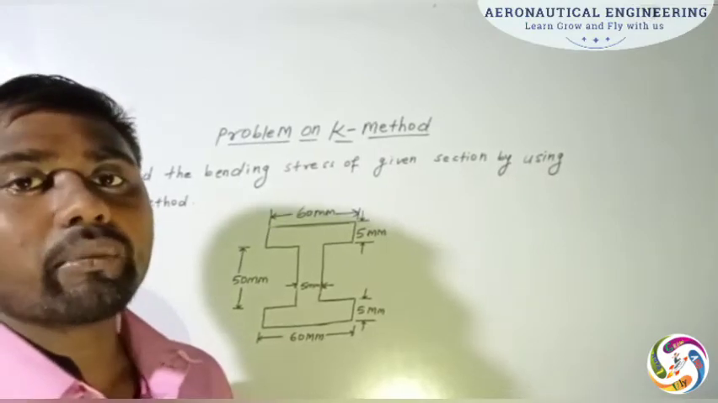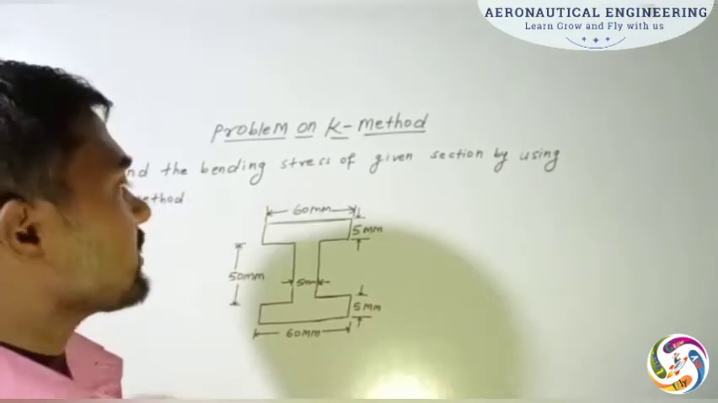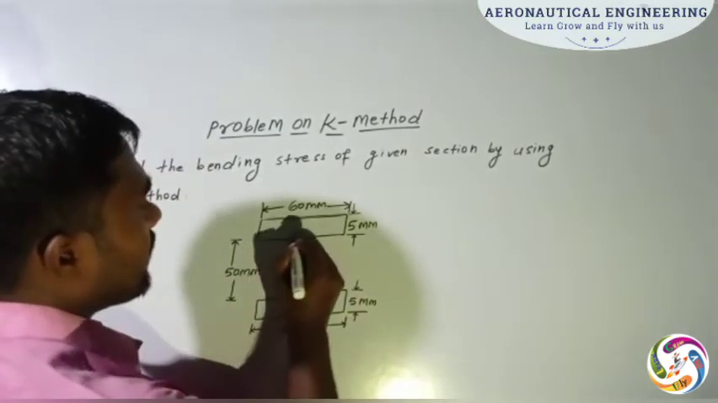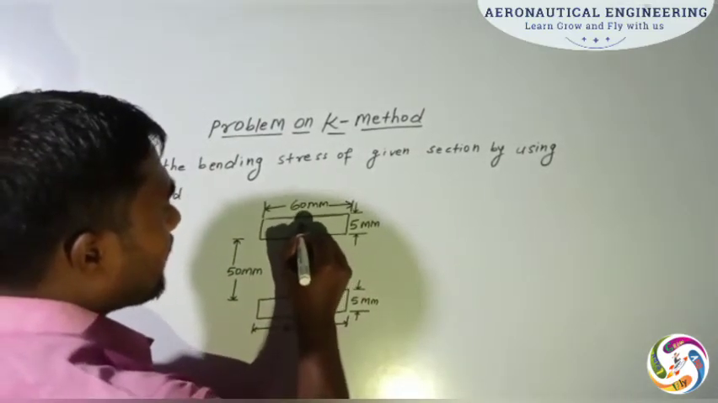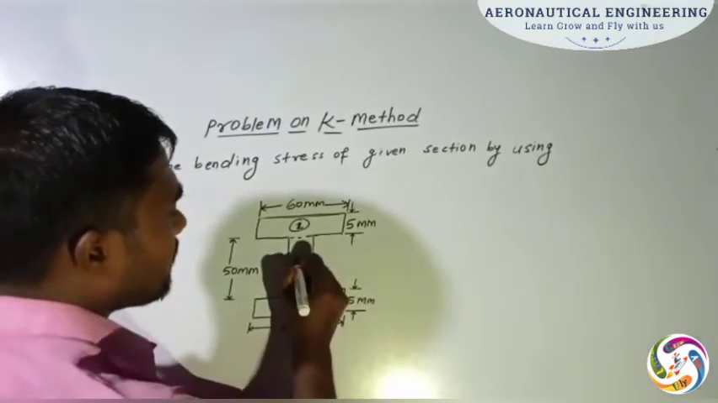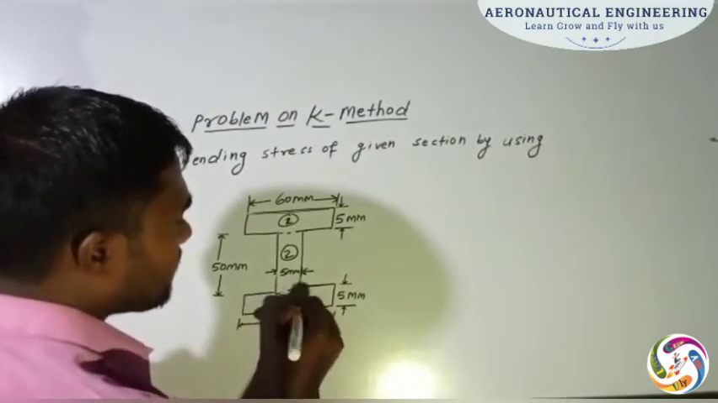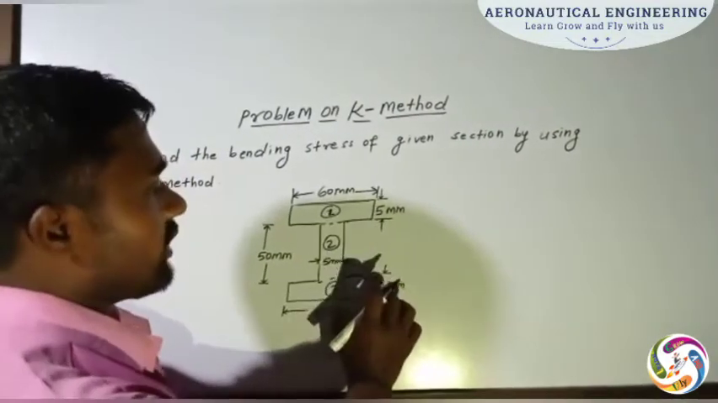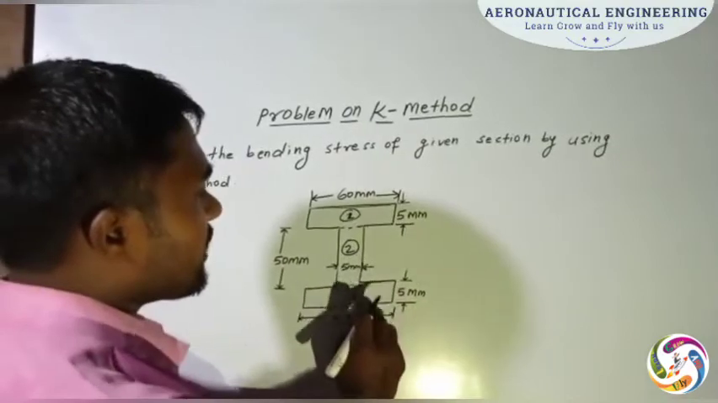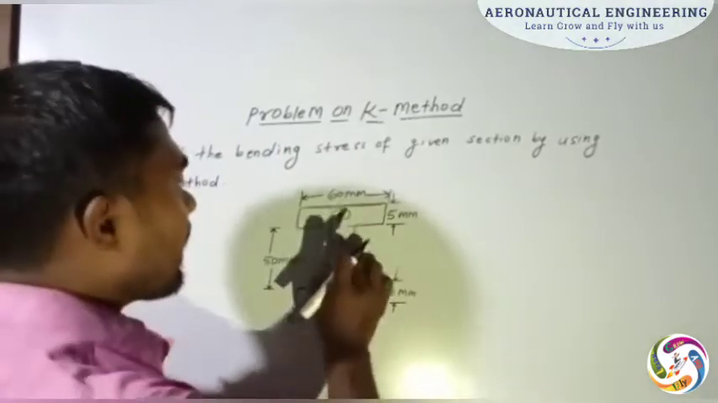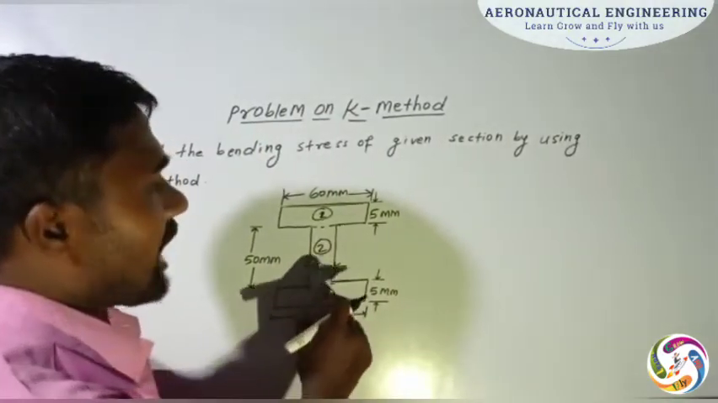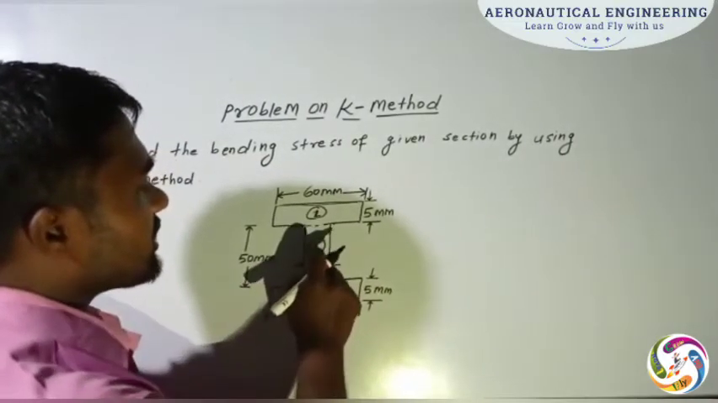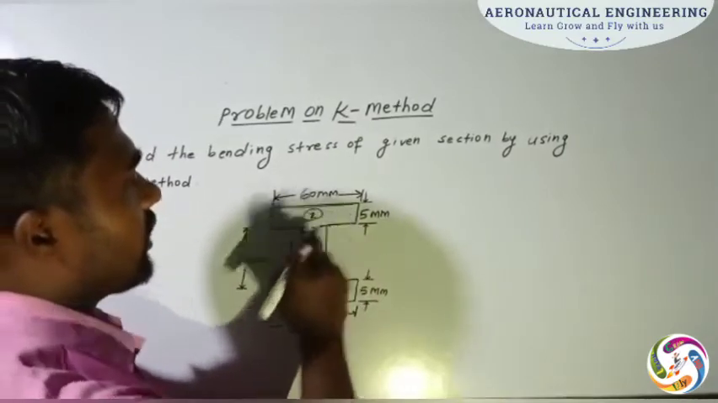So first of all, I am going to divide the given section into different sections. I am taking this as the first section, this as the second section, and this one as the third section. Now we have to find the centroid of each section. You can number the sections 1, 2, 3 as you wish. Suppose you can take this section as the first section, this as the second, and this as the third.